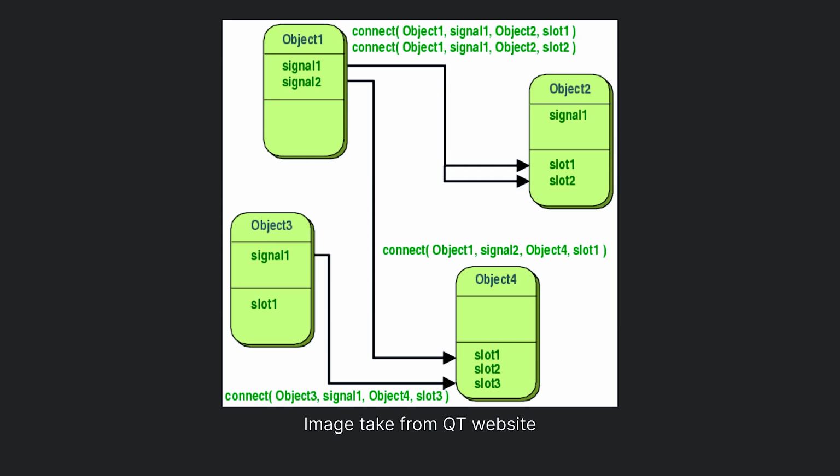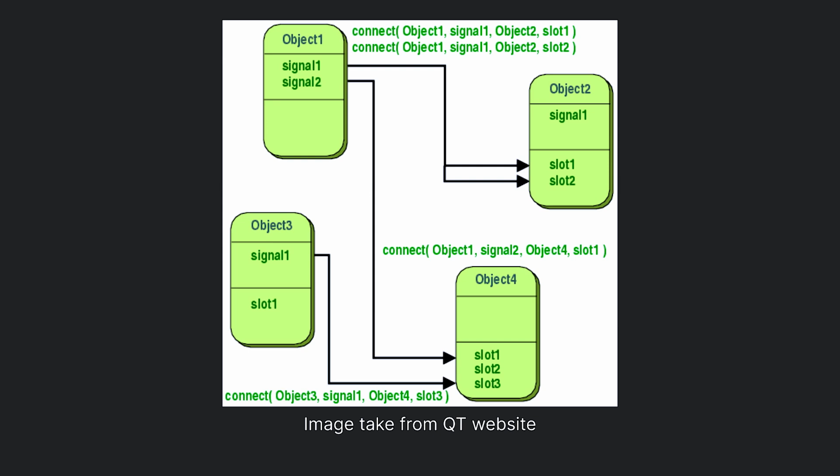When object 1, which is the sender, is sending the signal 1, it is saying that object 2's slot 1 should be run. This first connect function is saying that when object 1 is sending signal 1, just connect to object 2's slot 1. And similarly, the second connect function says that when object 1 signal 1 is released, object 2's slot 2 needs to be connected.